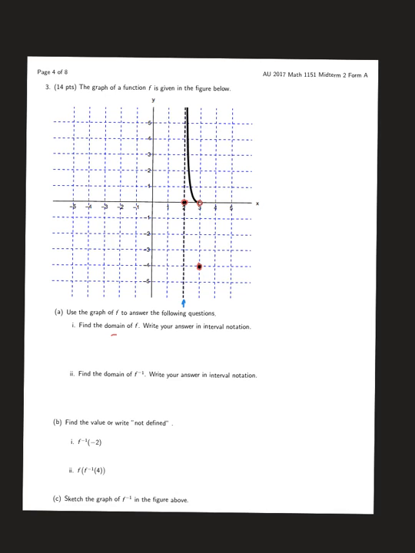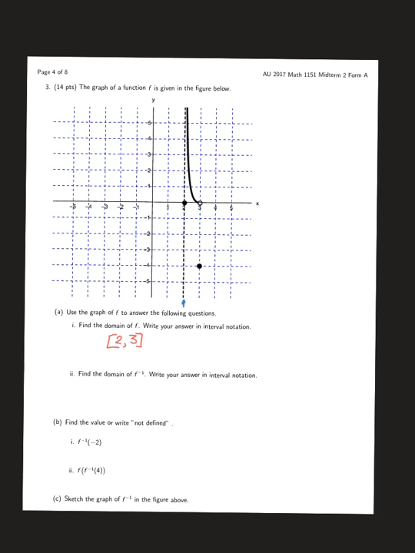So in interval notation, our domain goes from 2 to 3. I'm using brackets because I'm including 2 and 3 in that. If those points didn't exist, then I would write it like (2, 3) with parentheses. But those points do exist, therefore we are going to include them.